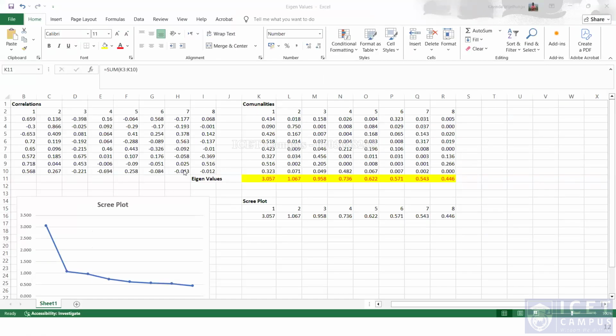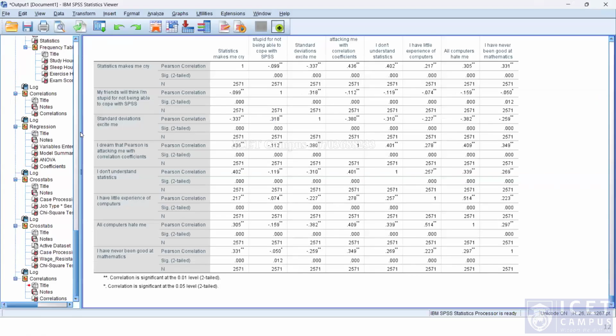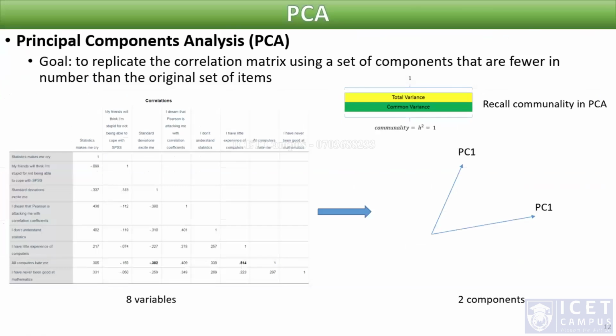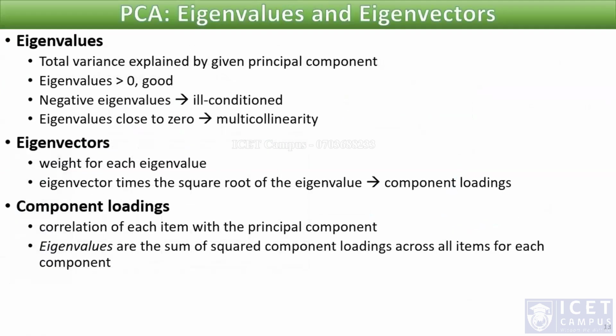These are the correlations, right? Compare what we found, right? So these correlations are there. We got these Pearson's correlations. Then we can find the eigenvalues.